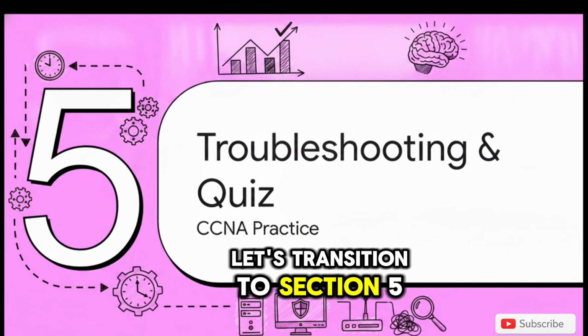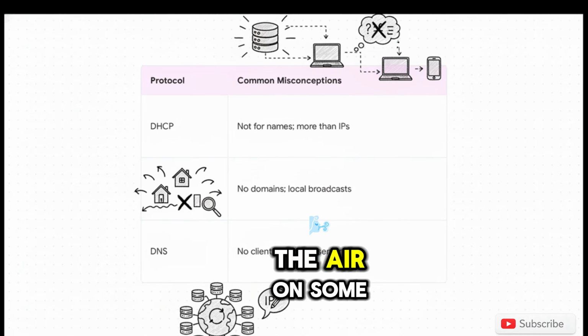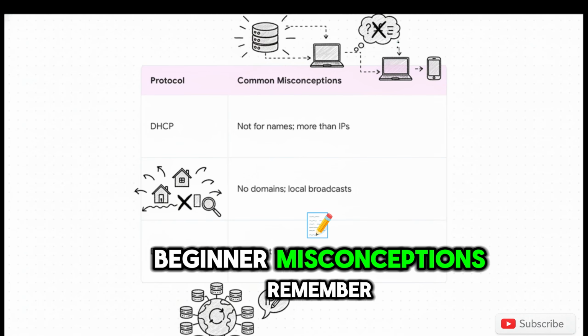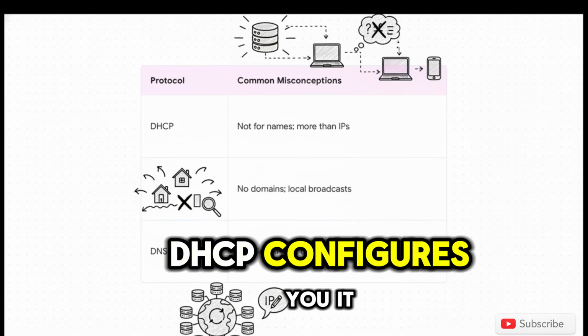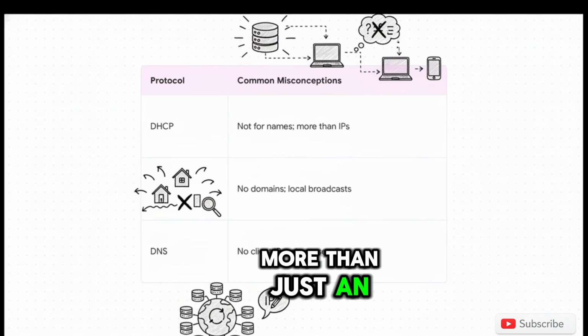Let's transition to Section 5, Troubleshooting and CCNA Quiz. First up, let's clear the air on some super common beginner misconceptions. Remember, DHCP configures you, it does not resolve names. And it supplies way more than just an IP address.